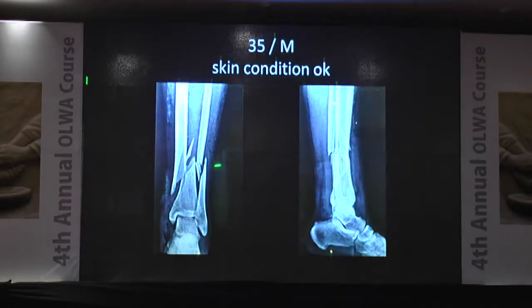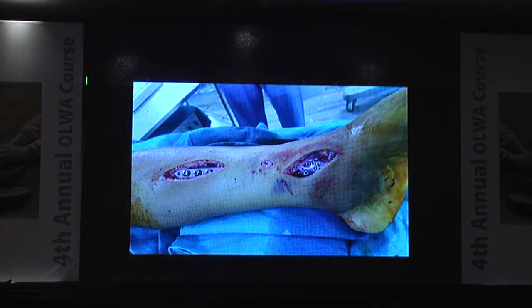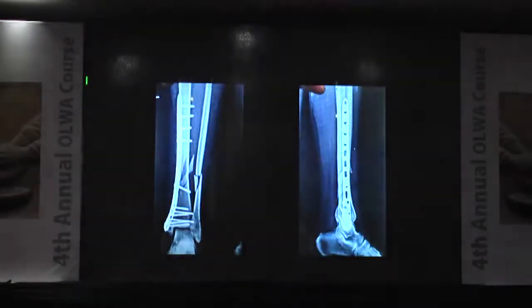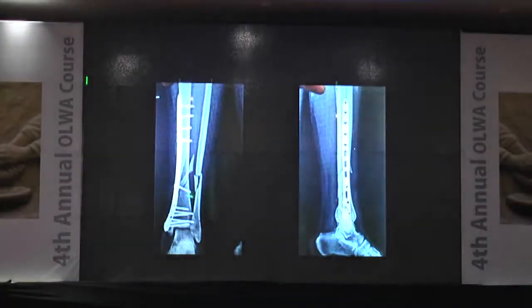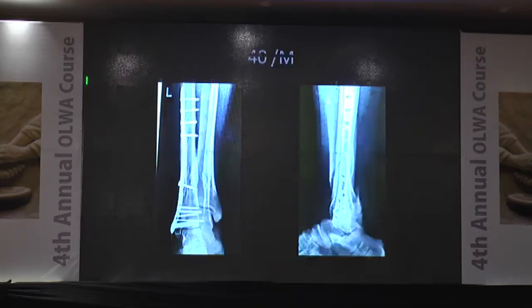This is a 35 male. The skin condition was quite okay. So we went in and we did a bridge plating using a distal tibial locking plate. And we could even get an interfrac percutaneous screw through the plate. And you can see at 6 months, the fracture has healed absolutely fine.